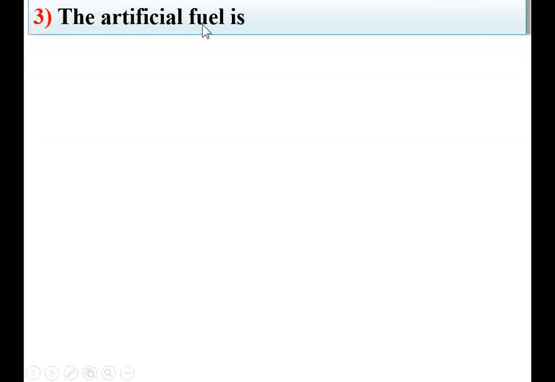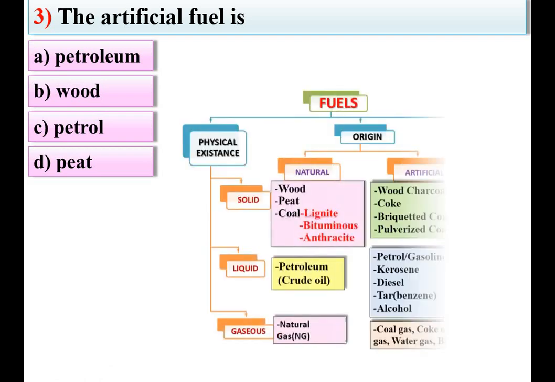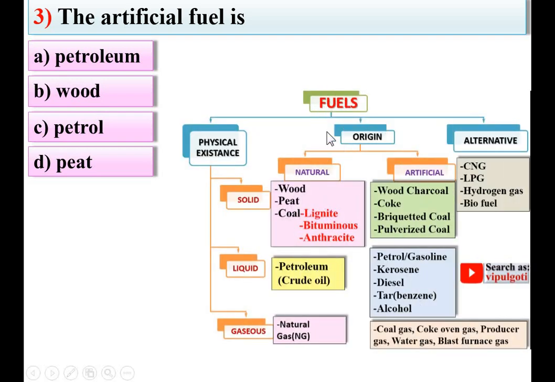Now next, the artificial fuel is: petroleum, wood, petrol, peat. So let's consider the image. This is the classification of fuel, and you have to remember it because it is so important, with a number of MCQs from this classification. Here is the category of artificial fuel. Petroleum is a natural fuel. Wood is also a natural fuel. Petrol, here you can see, is in the category of artificial fuel. So C is the right answer.